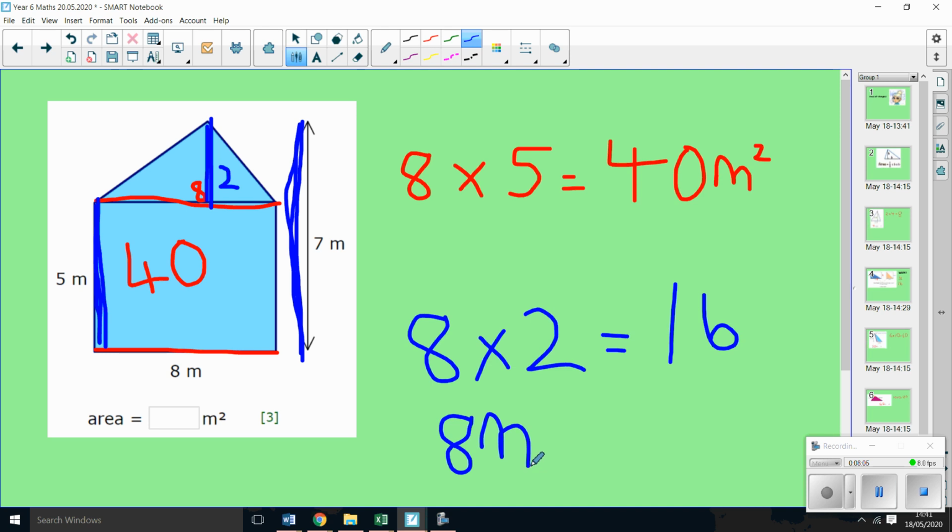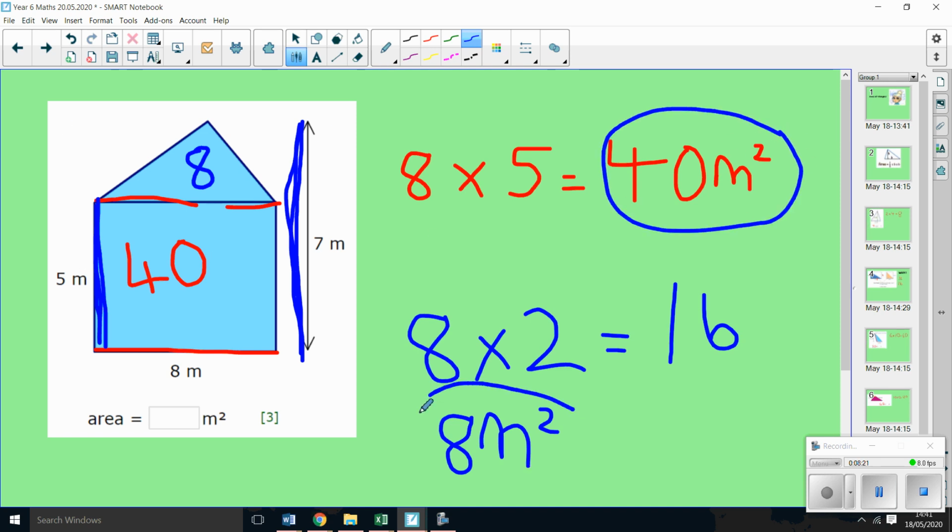meters squared. Okay, so I know that the section here on my triangle is 8 meters squared, but it's asking for the area of the whole shape, so we need to add our 40 and our 8. So the answer would be 48 meters squared. Easy, right?